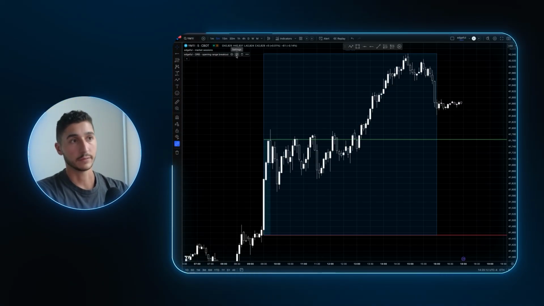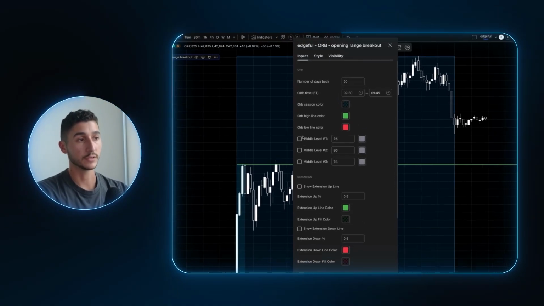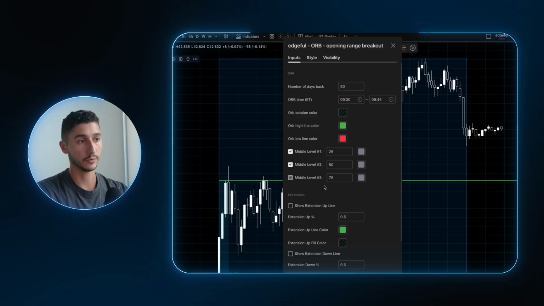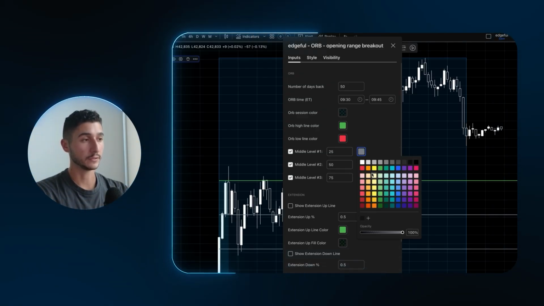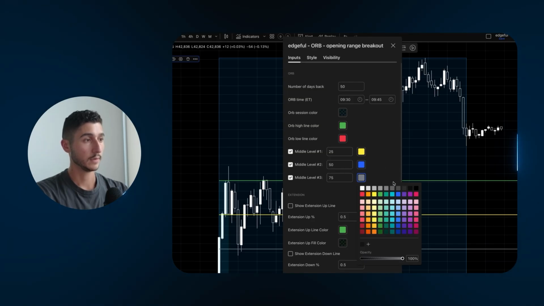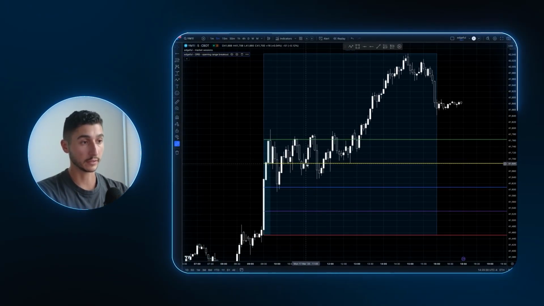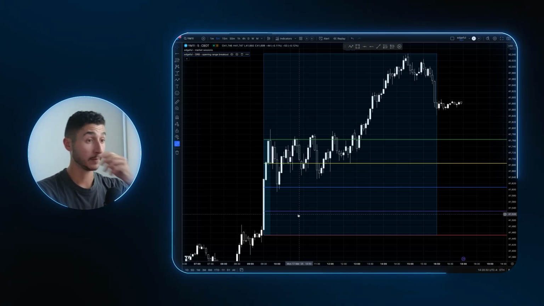So let's go to our indicator. This is going to automatically plot these levels for us. Right over here, you can see these midlines. 1, 2, 3. I'm going to make these yellow. I'm going to make this one blue. I'm going to make the other one purple. So you can see very distinctly 3 different colors here. These are the 3 midlines.